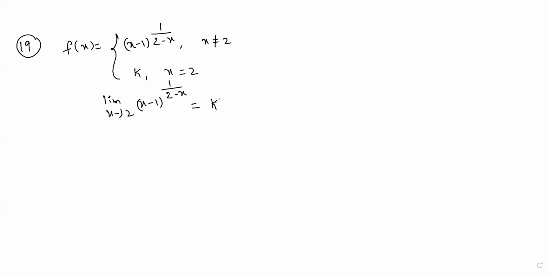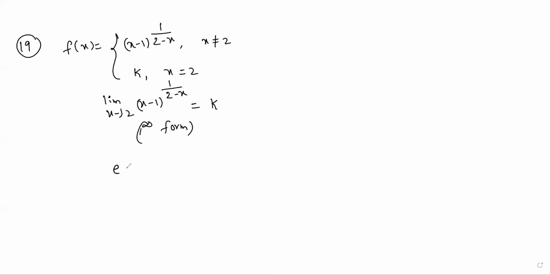f of 2 is nothing but k. Formula I'm not writing: limit x tends to 2 of f of x equal to f of 2. I'll get the values directly. If you take 2 directly here, (2 minus 1) power 1 by (2 minus 2), that is 1 by 0, which is infinity. Clearly in which form? 1 power infinity form.